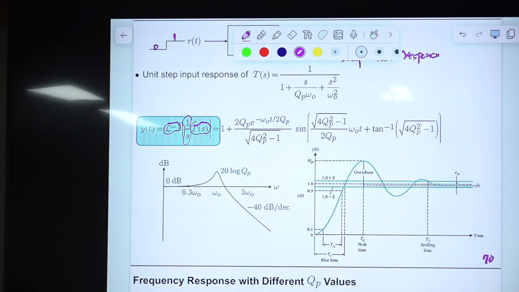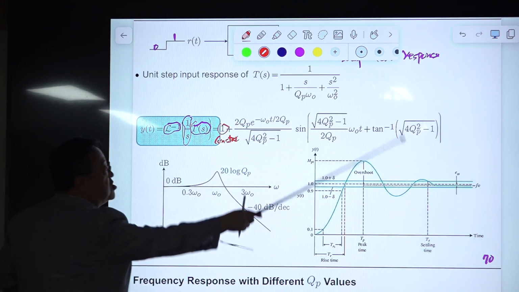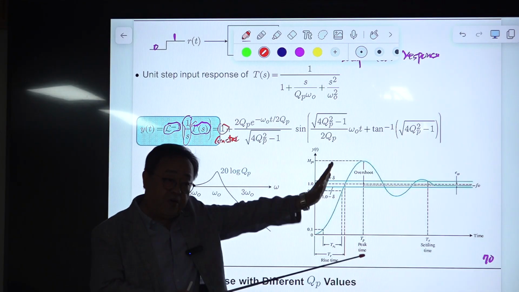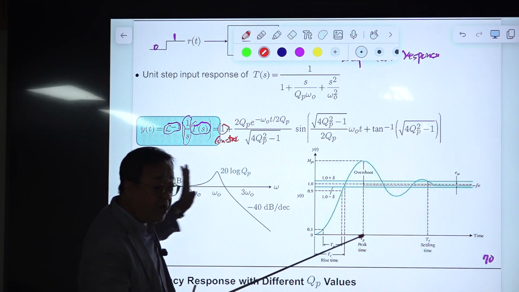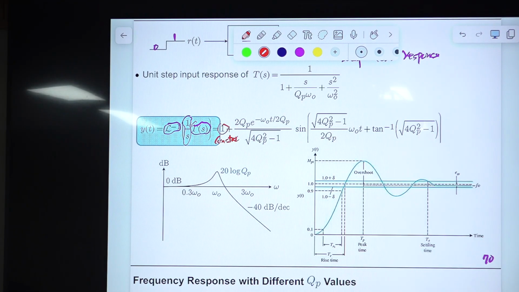The output is composed of three components. First one is constant. Here, input is 1, then output should be 1, because we have 1 here, right? So this is the transient response. This term will disappear in time. Eventually they die out. It dies out. But this one consists of 2 terms.